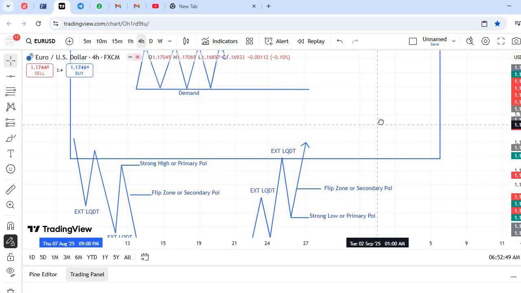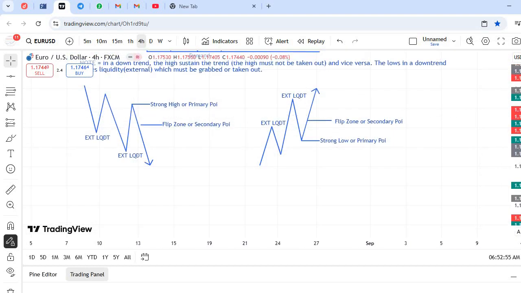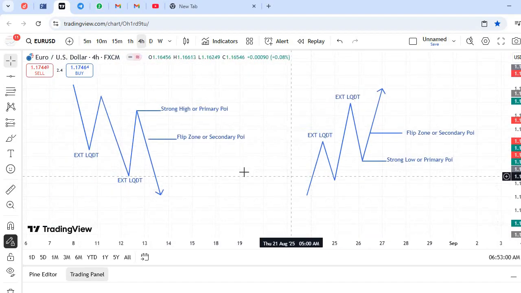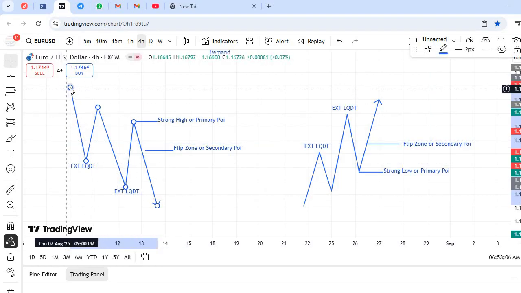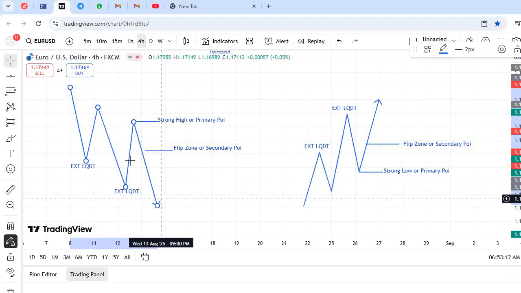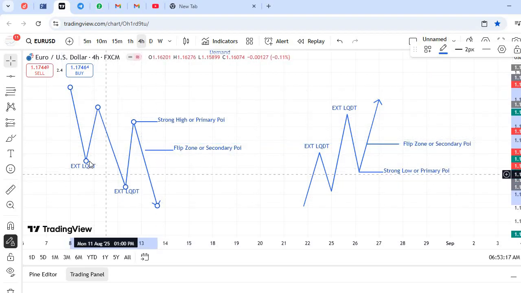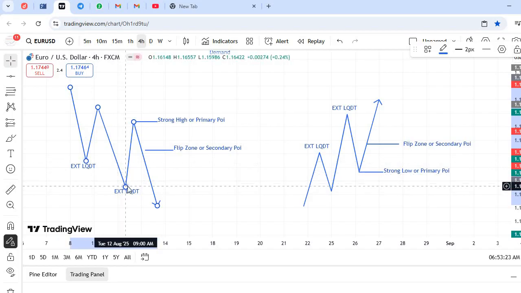For instance, look at what we have here. I want to zoom this for you to see. Look at what we have here now. This is a downtrend. As you can see, we have the high, low, high, low, high and low. Can you see? Lower high, lower low, lower high, lower low, lower high, lower low. Now, this is an external liquidity. This is also another external liquidity. Now, this external liquidity is expected to be taken out. Can you see?